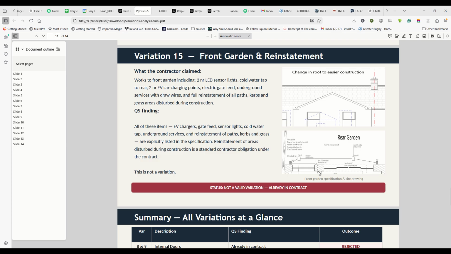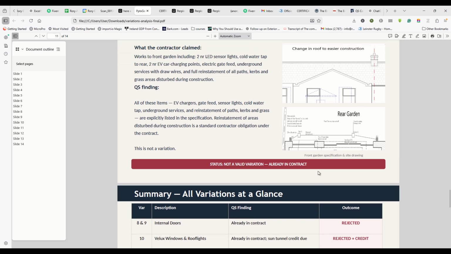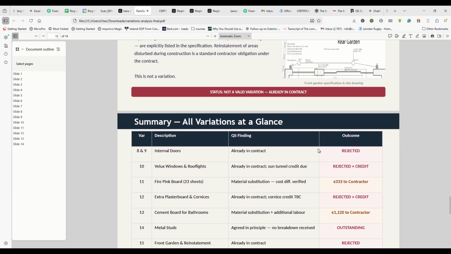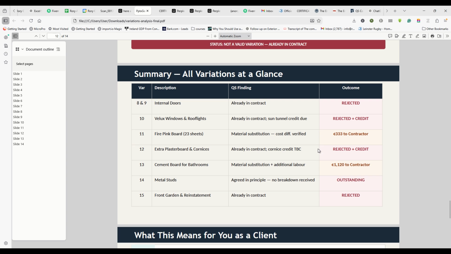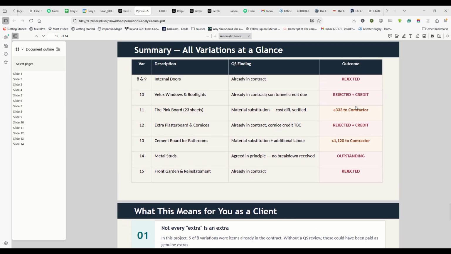This one here was where he was looking for EV chargers, gate feeds, light sensor feeds. All of this was actually in the specifications and on the drawings itself. So you have rejected credits, you've got material changes. This one here we were looking for more details. So you're going to have a variety of results and engagements.